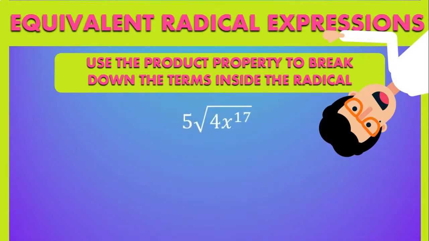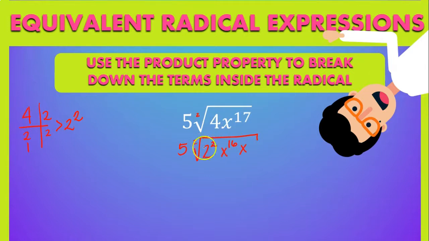Let's try another problem. Now we have a 5 outside the root times the square root of 4x to the power of 17. Now again, we have 4, and 4 is also a perfect square because it can be further expressed as 2 to the power of 2. So in this case, we have to remember that 4 can be expressed as 2 to the power of 2. And that x to the power of 17, in order for it to be able to come out of the radical, we can express it as x to the power of 16 times x.